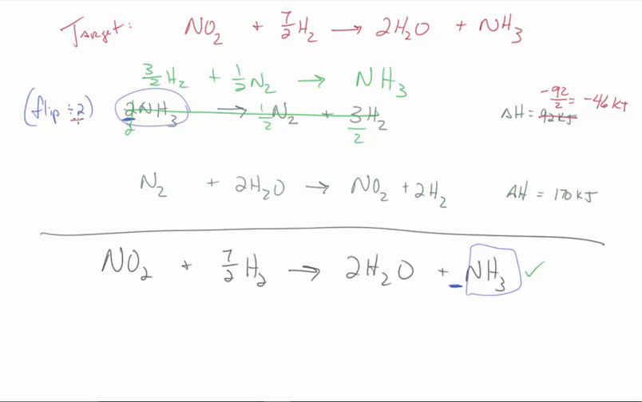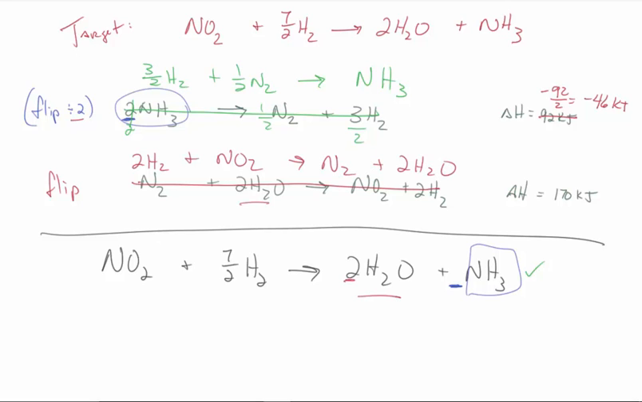Okay, so the next thing I'm going to do is start looking at the water, and again, I see water is on the wrong side, but my coefficient's correct, so I don't have to multiply or divide by anything. So I'm actually just going to flip this, so I end up with 2H2 plus NO2 is going to give me nitrogen plus 2 waters on the other side. All right? And so at this point, I know it gets kind of confusing, but I just want to add up and make sure that everything ends up on the proper side.